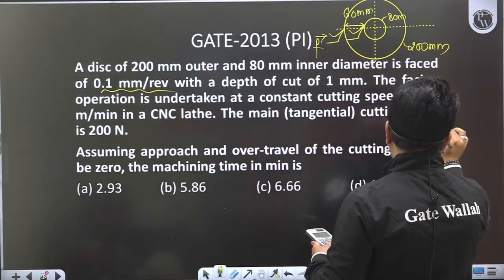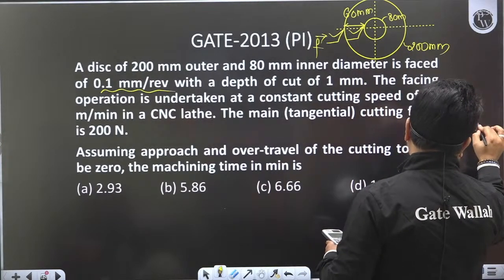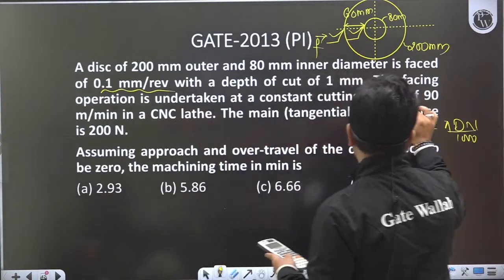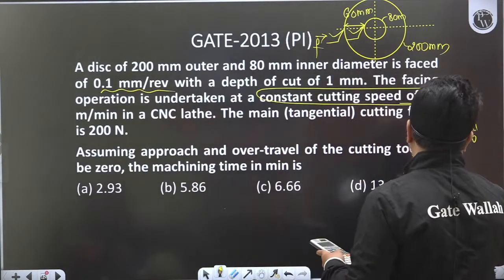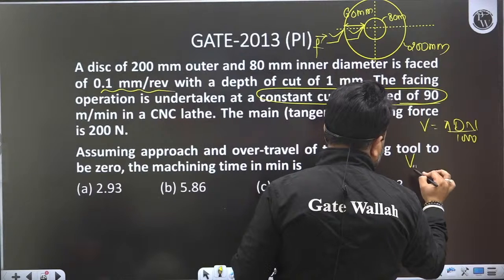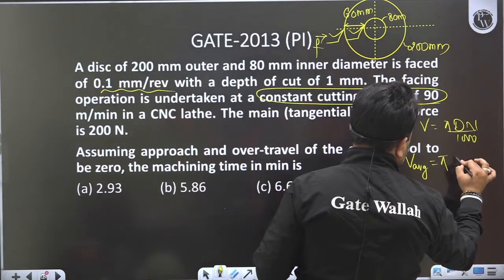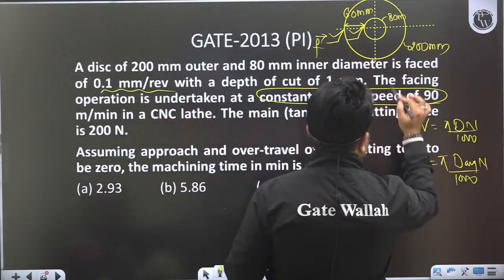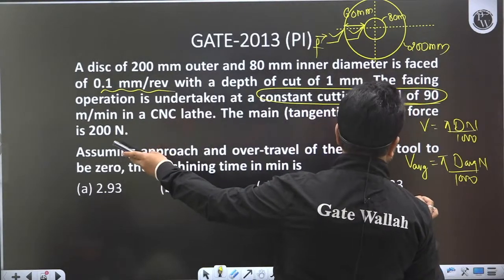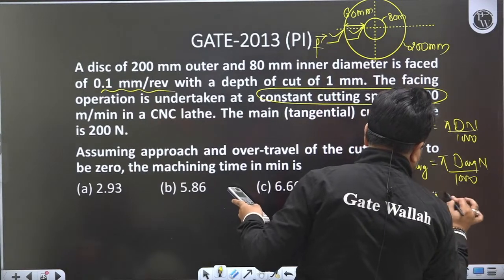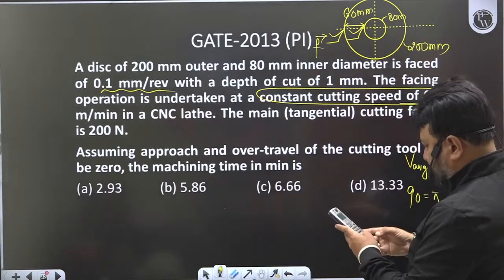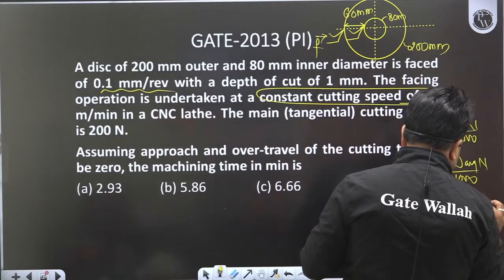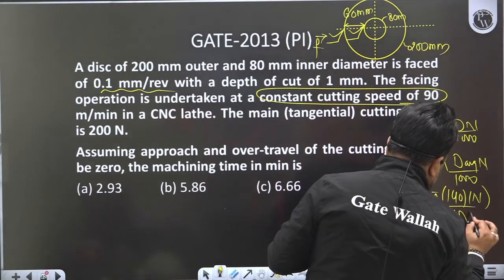So how can we find the RPM? V equals pi d n divided by 1000. But here a constant or average velocity is given. So basically this V is V average equals pi d average into n divided by 1000. So V average is 90, pi d average, that is (200 plus 80) divided by 2, that is 140, into n divided by 1000.